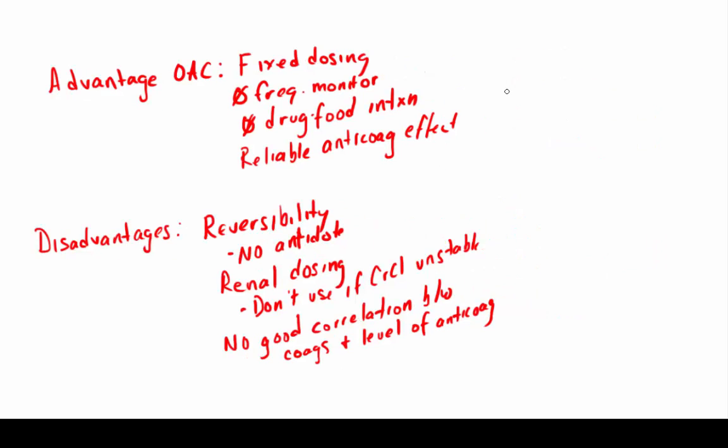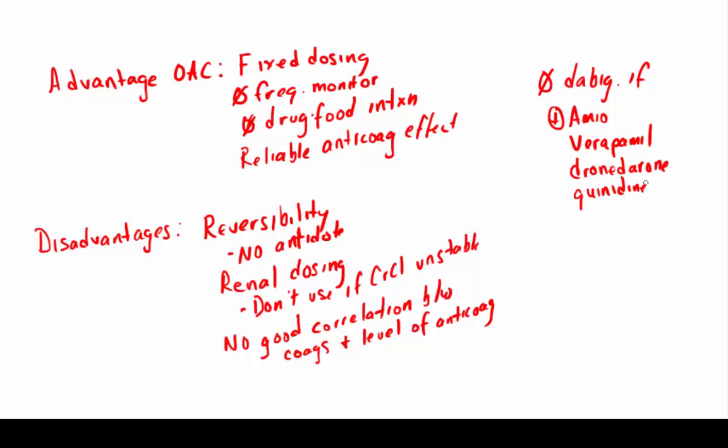And regarding dabigatran, it's recommended to avoid using it if the patient's taking amiodarone, verapamil, dronedarone, or quinidine, because if you have a patient with AFib, there's a decent chance they'll be on one of these drugs.